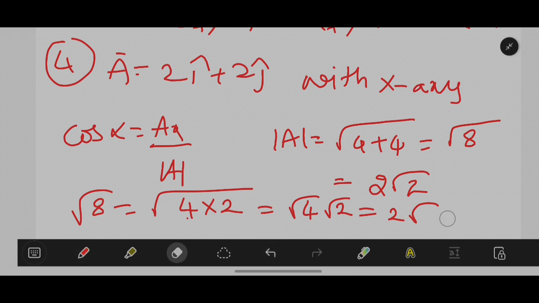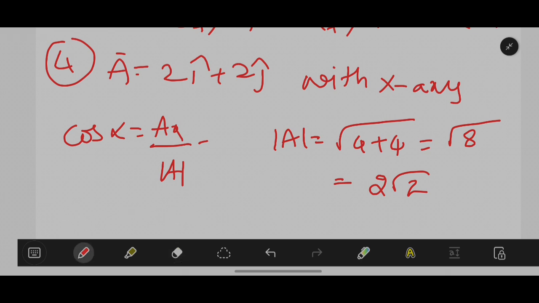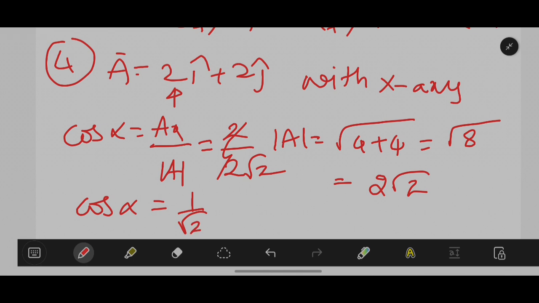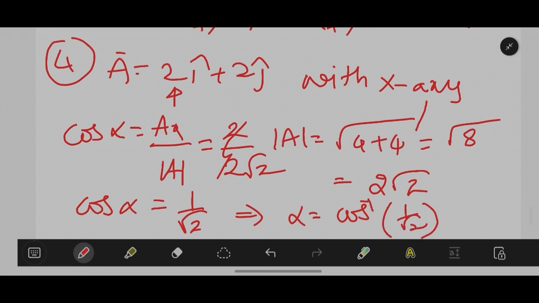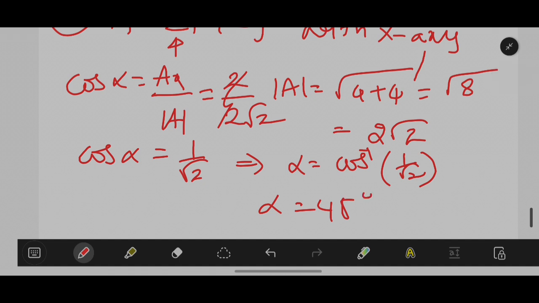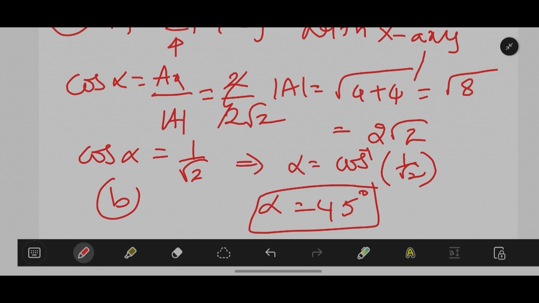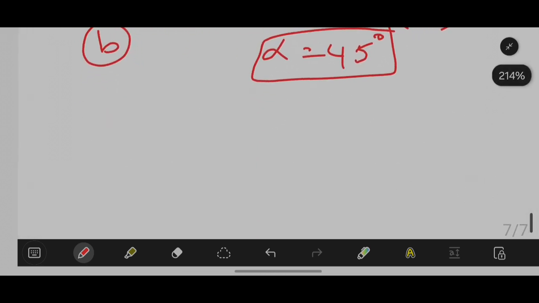I am erasing the steps. Yes. So what is Ax here? Ax is nothing but whatever the number is written adjoining i cap. So that is nothing but 2. So 2 by 2 root 2. So cos alpha is equal to, 2 will be getting cancelled, so cos alpha is equal to 1 by root 2. So alpha is equal to cos inverse of 1 by root 2, which is nothing but 45 degree, because cos 45 degree is 1 by root 2. Done. So the option will be option B. Fourth one is option B.